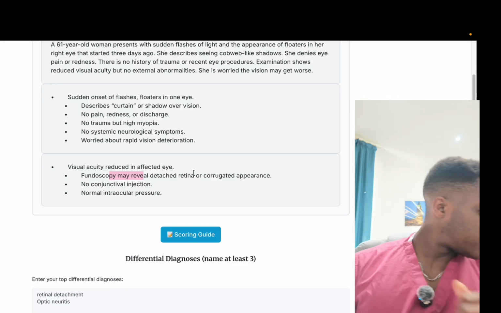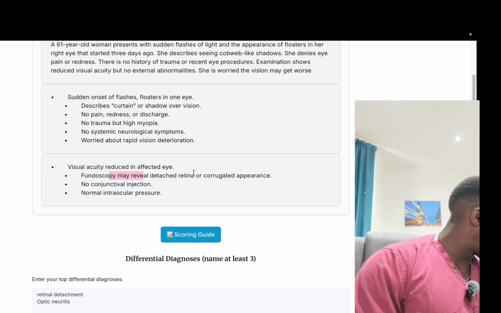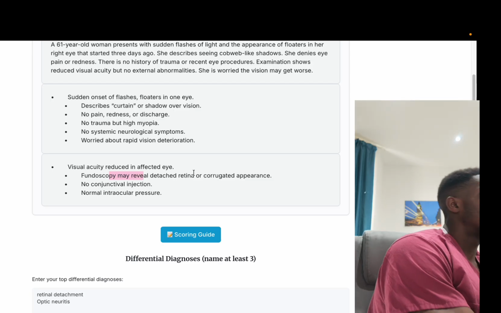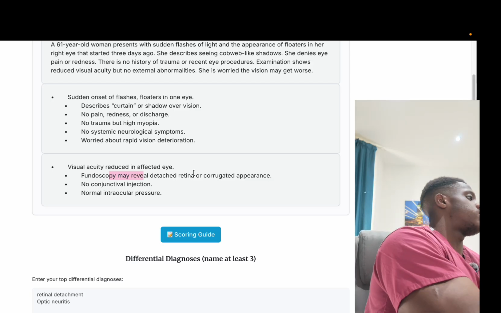Oh, my light just died. Let us plug in this light so we can get some better vision.